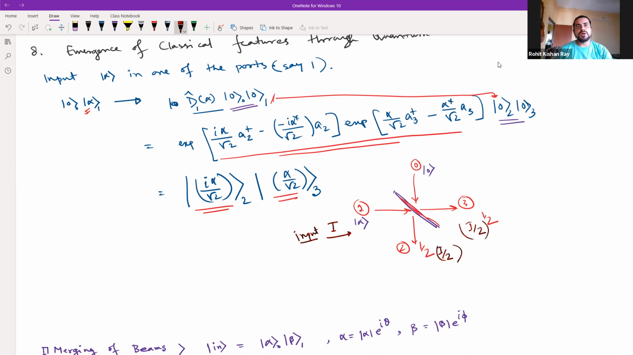Now, what about the other case? So basically what is happening is that you take an input of this kind, you get an output of the kind.